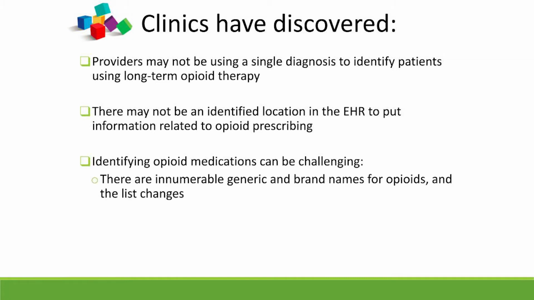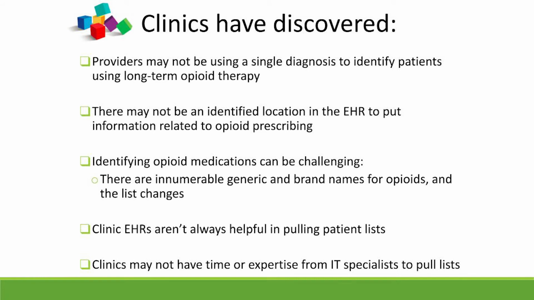If you're trying to identify patients using whether they're prescribed opioid medications, that can be challenging because there are so many generic and brand names for opioids, and the list is always changing. We do have a list on the website, but it's a list from 2017, and so there are probably some new opioid names that should be added to that list. I already mentioned the challenges of electronic health records. They're not always as helpful as we want them to be. And also, information technology specialist support can be limited. So it may be that clinics don't have as much expertise or time from their IT specialists as they would like.